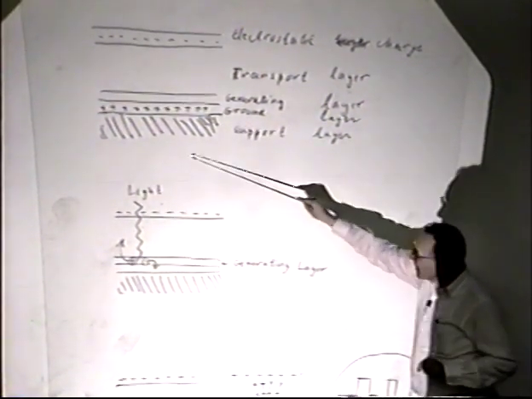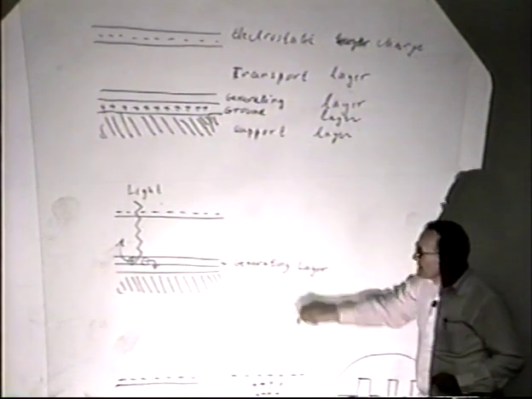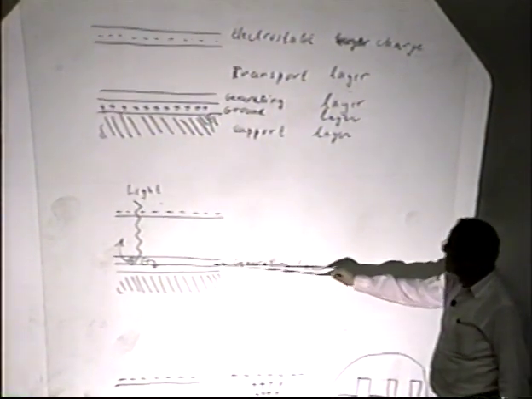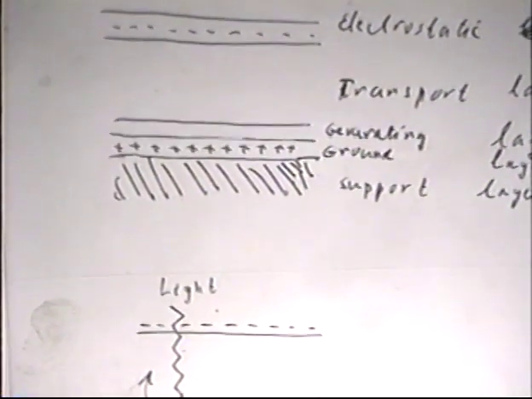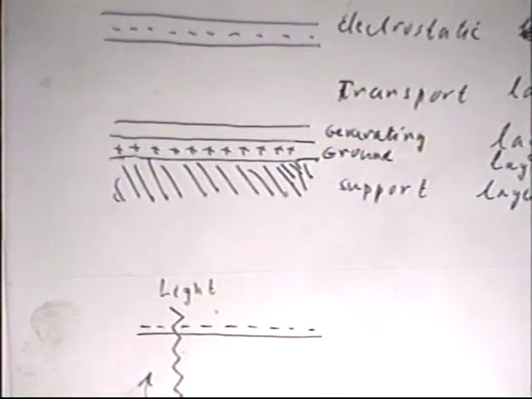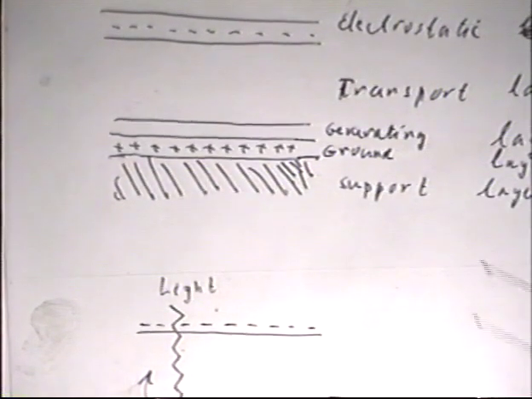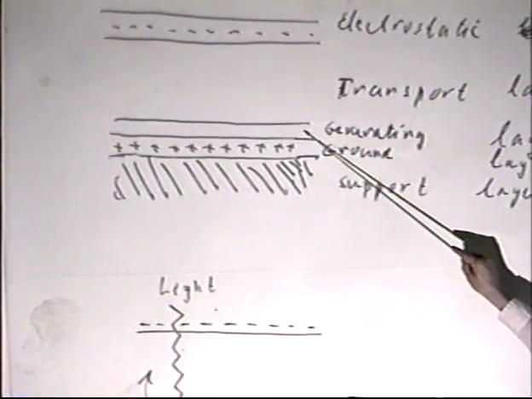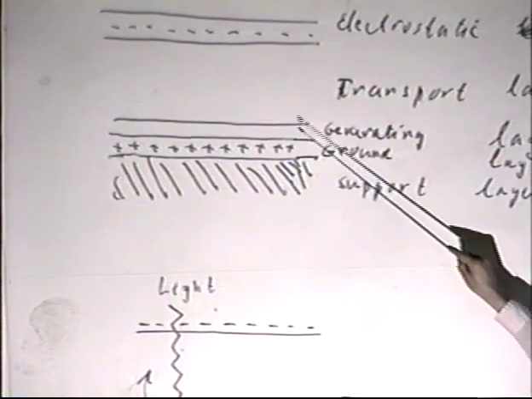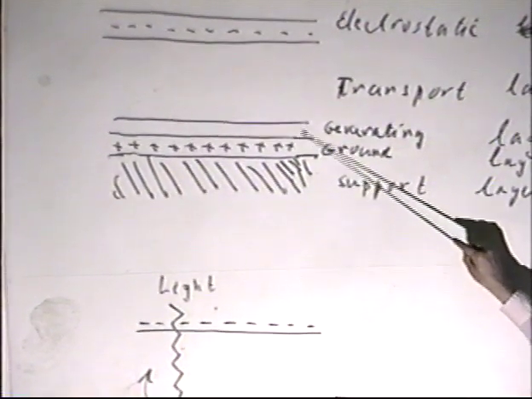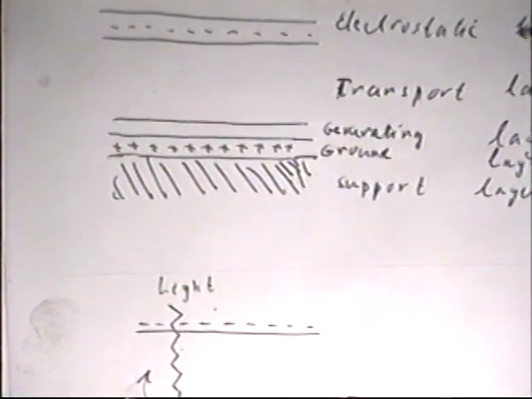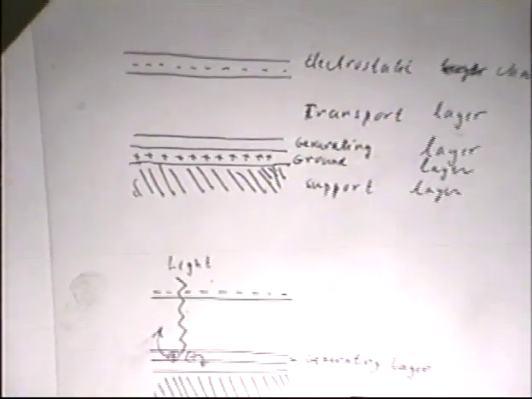Now, as you push the button, light comes and hits this layer. This is a layer where the positive particles penetrated. This layer is called the generating layer. So the positive ions are here, and in here there is another layer. It's a polymeric material, which is a generating layer.